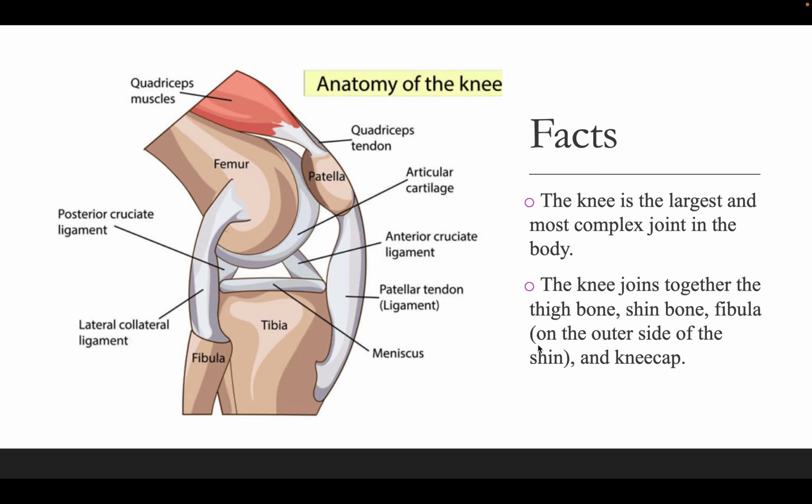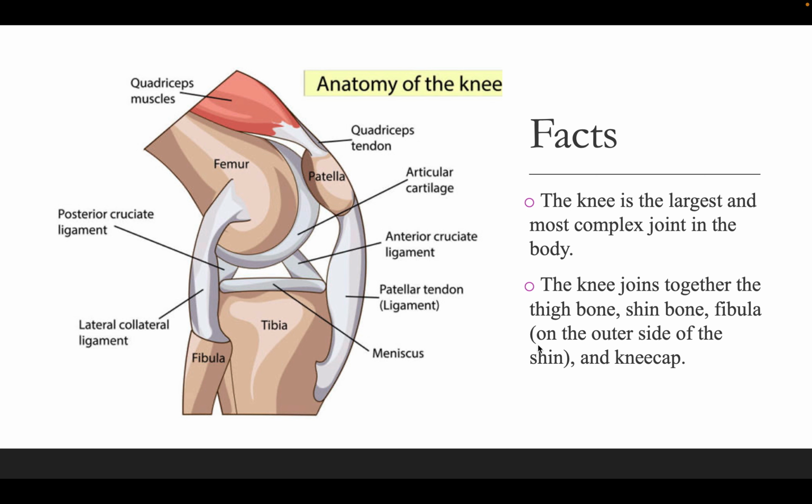In order to have a better understanding of patellar tendonitis, it's important to know some essential aspects of knee anatomy. The knee is the largest and most complex joint in the body, consisting of a network of ligaments and tendons. These structures connect the thigh bone, shin bone, fibula, and patella, commonly known as the kneecap. At the top of the knee, the quadricep muscles, quadricep tendons, and femur work together to provide crucial support, stabilizing the body's weight during standing and movement.